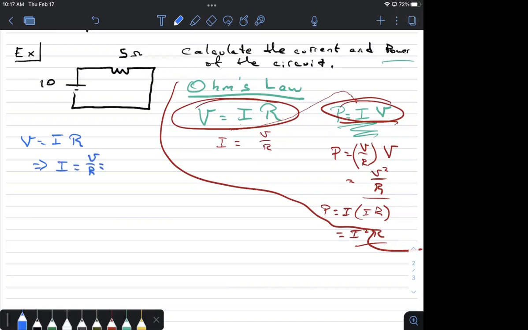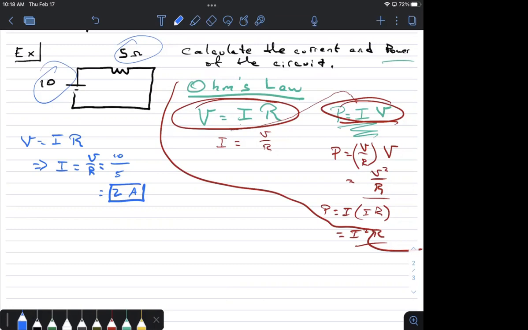Do I know the voltage of my circuit? Well, yes, it's 10 volts. So 10 for the volts. Do I know the resistance of my circuit? Of course, it's 5. So 5 for the resistance. 10 over 5 is 2 amps. That's the current which would flow through my circuit. Nice and easy. You take the information from your circuit, plug it into this nice little equation, and you have your answer.